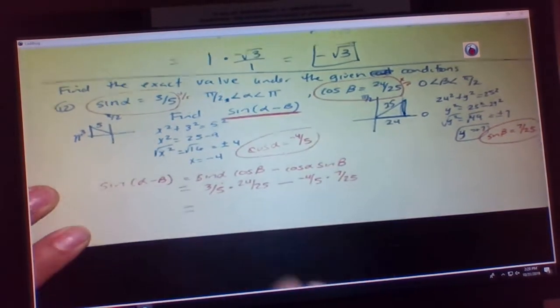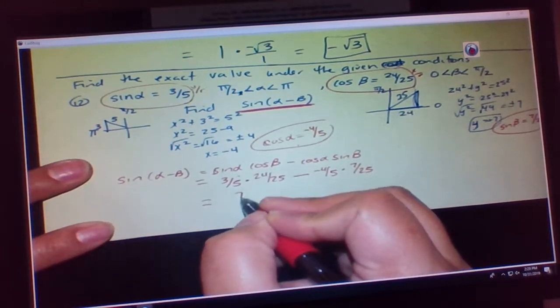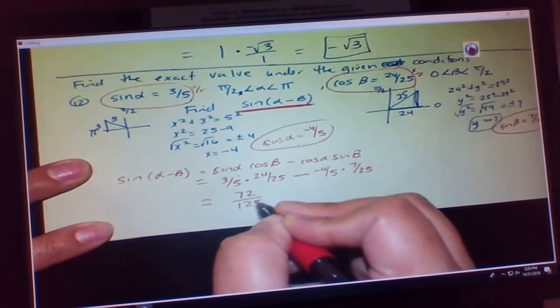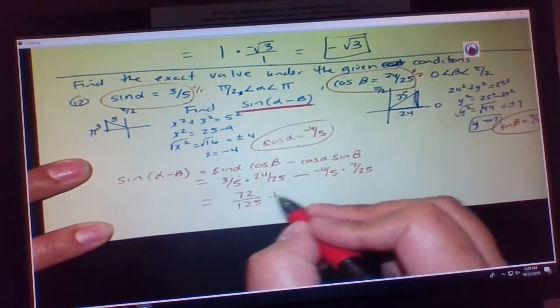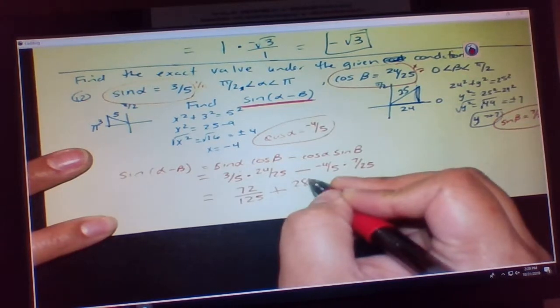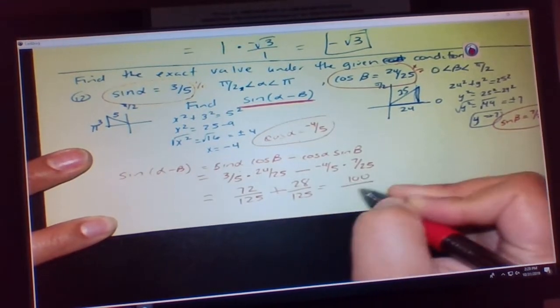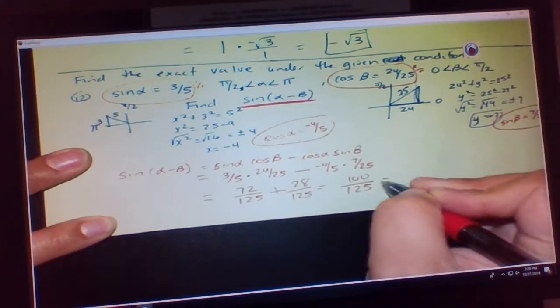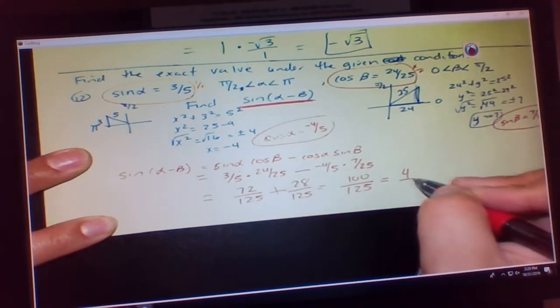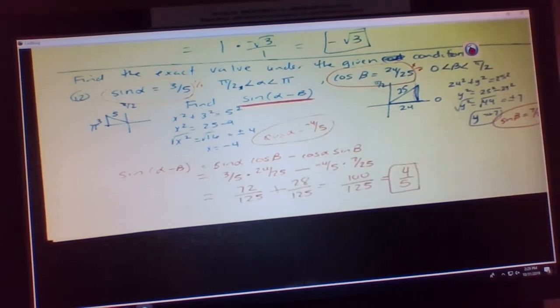So when I do that, 3 times 24 becomes 72/125. This becomes a plus. 4 times 7 is 28/125. That becomes 100/125, which reduces to 4/5. And that's your final answer.